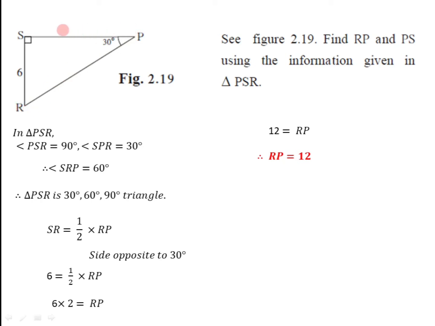Now we have to find the length of PS. Now, as side PS is side opposite to angle R, and measure of angle R is 60 degree, that's why we should use the theorem of 30-60-90 degree triangle again. As the side opposite to 60 degree is root 3 by 2 times the hypotenuse, that is PS is equal to root 3 by 2 into hypotenuse RP. Now this time we have the length of RP, so we should replace here RP by 12. This PS is equal to root 3 by 2 into 12. If we divide 12 by 2, we get 6. 6 into root 3, that's 6 root 3. The length of segment PS is 6 root 3.